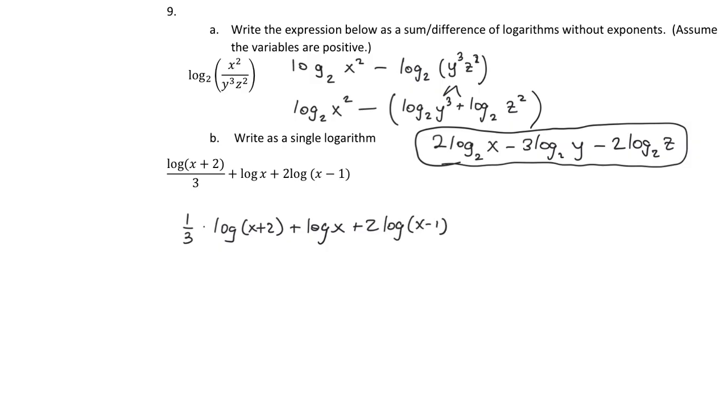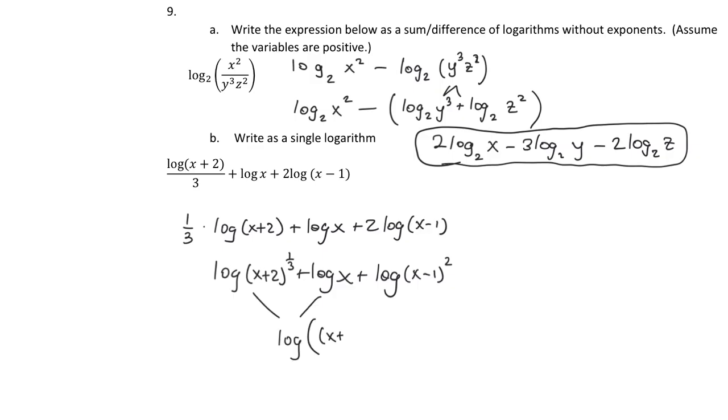And now we're going to go backwards. Each of these coefficients are going to move back up as exponents. So this would be log of x plus 2 to the power of 1/3. And then x minus 1 squared. Now I'm going to condense these two logarithms using the product rule. So this is going to be x plus 2 to the 1/3 times x.